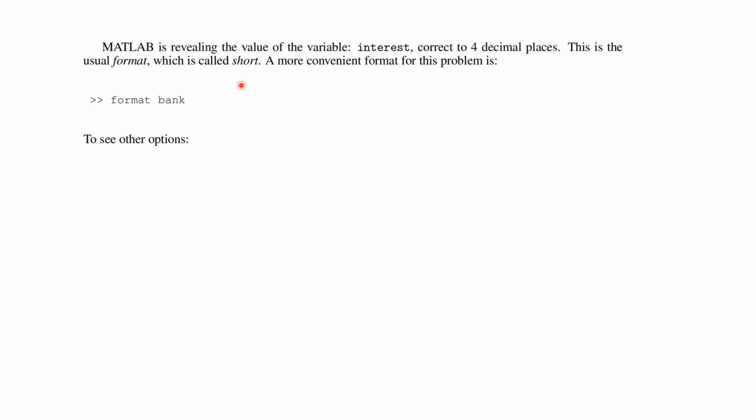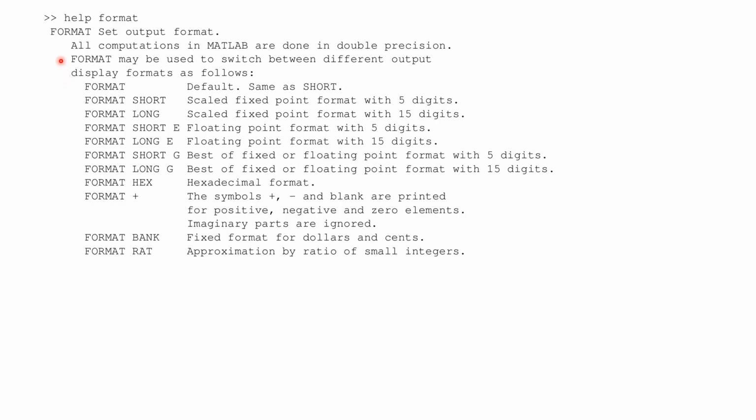The default format that MATLAB uses is the short format. That is, it's correct to 4 decimal places. Let's have a look at the other formatting options which are available to us. So if we type help format, we can see the formatting options available to us. Format short is the default one. It's correct to 4 decimal places, and long if you want to see all 15 decimal places. It is working to 15 places. So when you format short, it's not losing any accuracy. It's just revealing correct to 4 decimal places.